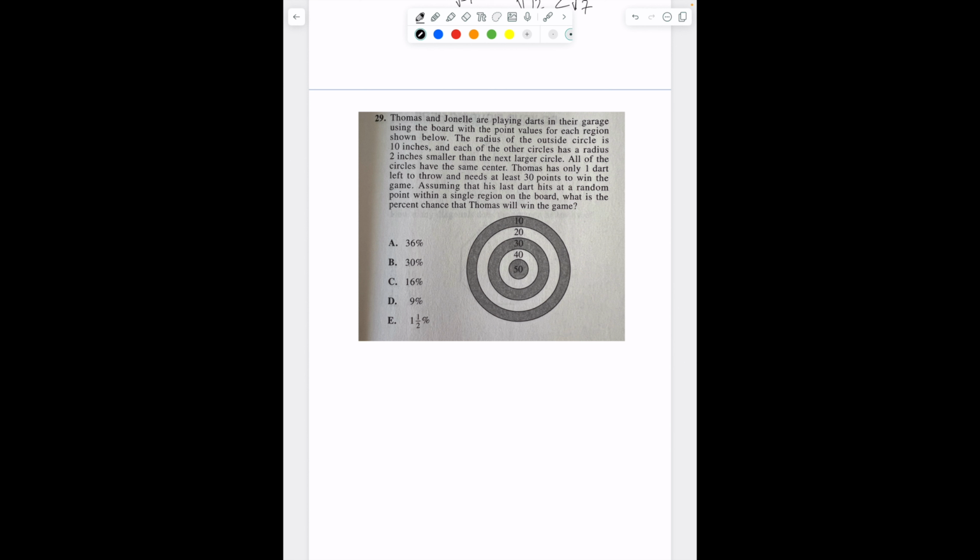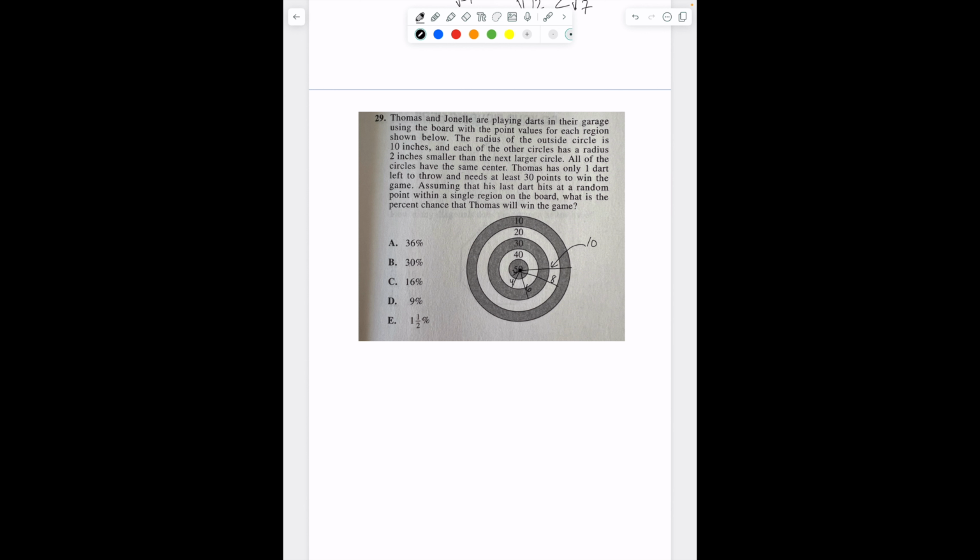Thomas and Janelle are playing darts in their garage using the board with the point values for each region shown below. The radius of the outside circle is 10 inches. So this, all the way out here, is 10 inches. And each of the other circles has a radius 2 inches smaller than the next. So this is 8, this is 6, this is 4, and that's 2. Those are all of the radius. Each one gets bigger by 2. 2 inches, 4 inches, 6 inches, 8 inches, 10 inches. All of the circles have the same center.